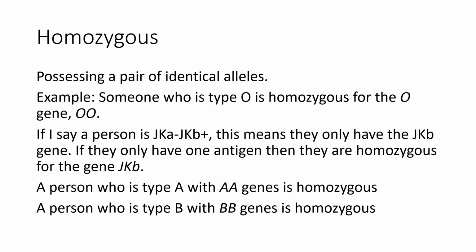Homozygous, possessing a pair of identical alleles. For example, someone who is type O is homozygous for the O gene, OO. If I say a person is JKA negative, JKB positive, this means they only have the JKB gene. If they only have one antigen, then they are homozygous for the gene JKB. A person who is type A with AA genes is homozygous. A person who is type B with BB genes is homozygous.